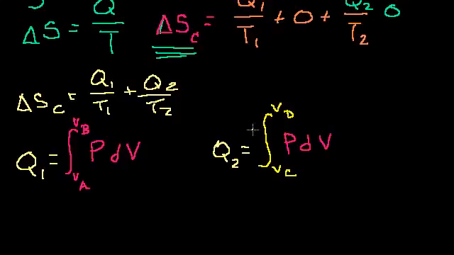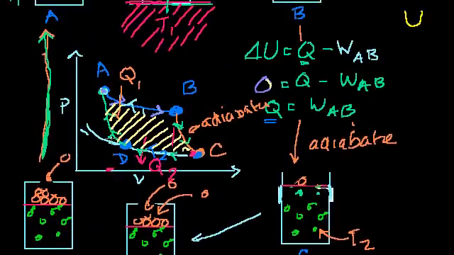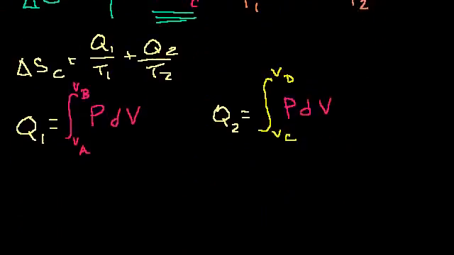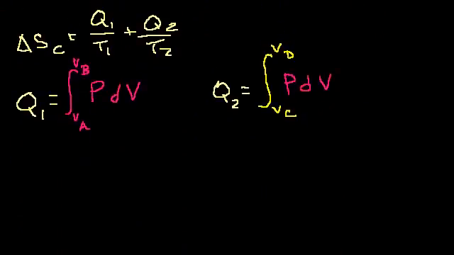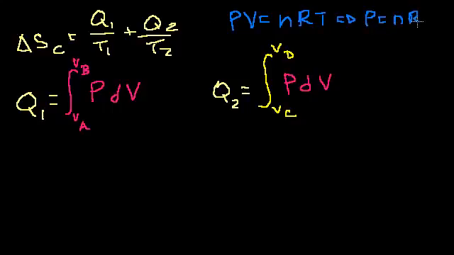Now, how can we evaluate these integrals? Well, we've done this before in a previous video. We use the fact that both of these circumstances, when we go from A to B and from C to D, occur on isotherms, so the only things changing are pressure and volume. Temperature is not changing. If we go back to our ideal gas equation, PV equals nRT, we can rewrite this by dividing both sides by V as P equals nRT over V, and substitute that back in for P in both cases.